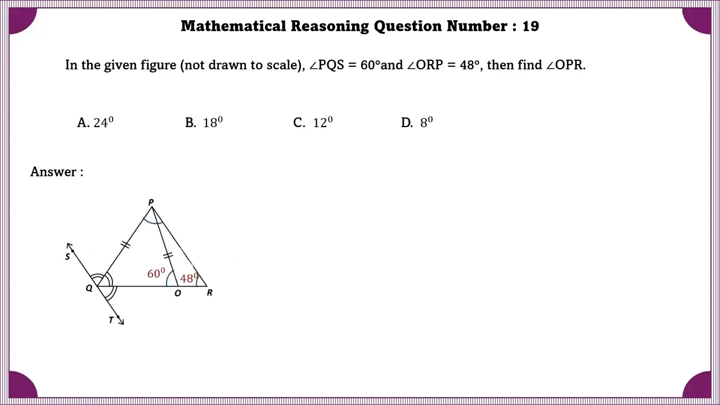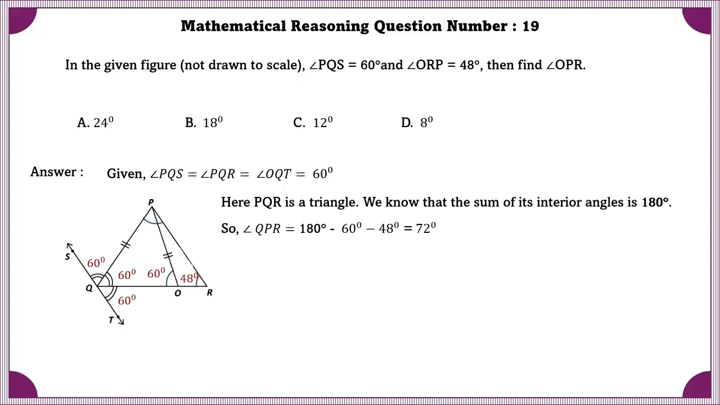Mathematical reasoning question number 19. In the given figure, not drawn to scale, angle PQS is equal to 60 degrees and angle QRP is equal to 48 degrees. Then find angle OPR. Given angle PQS is equal to angle PQR, which is equal to angle OQT, which is equal to 60 degrees.